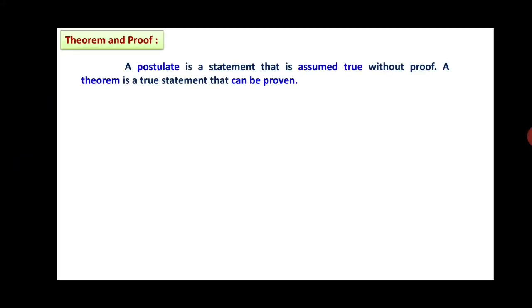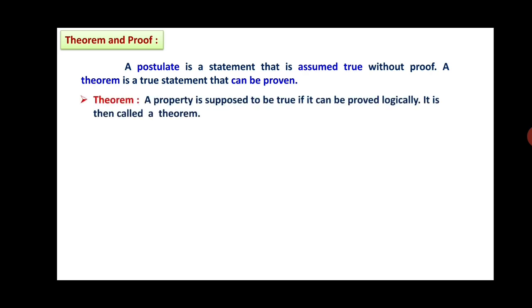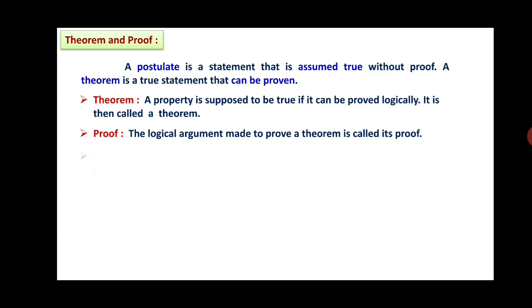A postulate is a statement that is assumed true without proof. A theorem is a true statement that can be proven. So what are some definitions we will see? Theorem: a property is supposed to be true if it can be proved logically. It is then called a theorem. Proof: the logical arguments made to prove a theorem is called a proof.